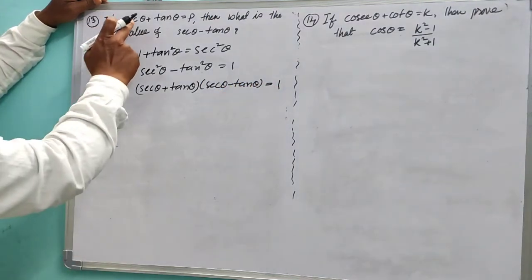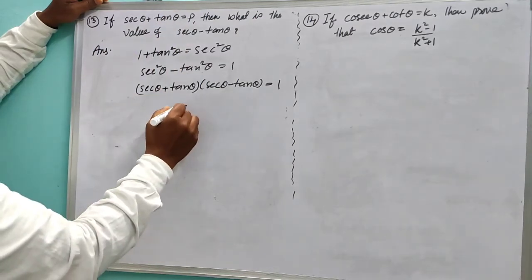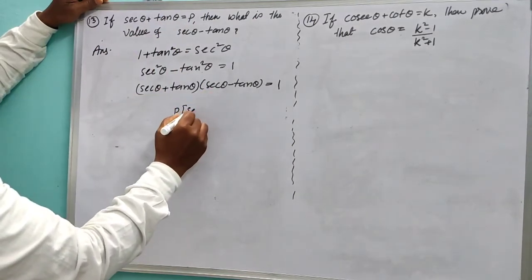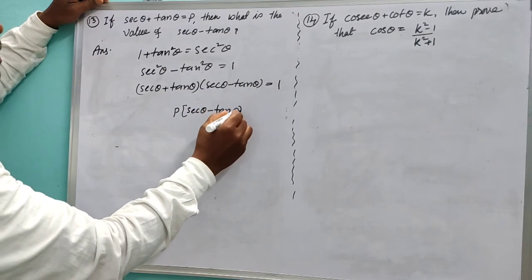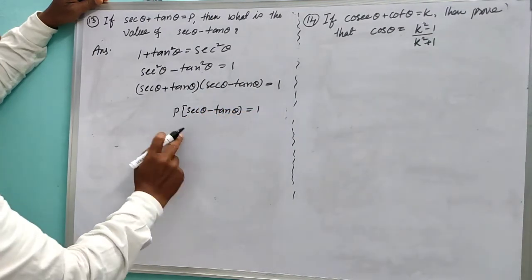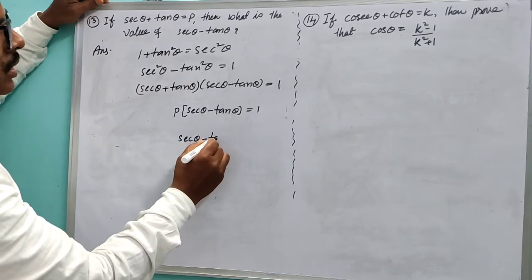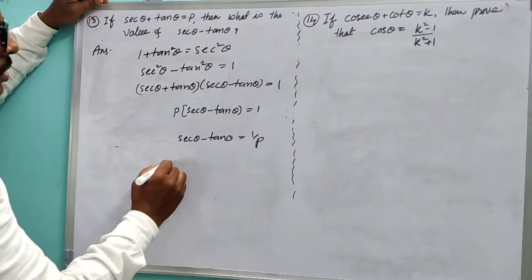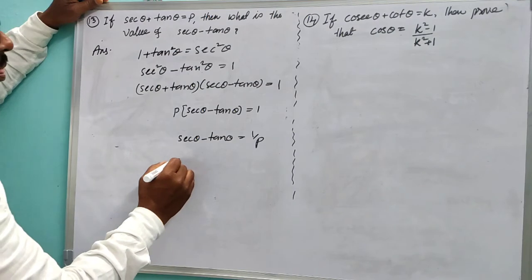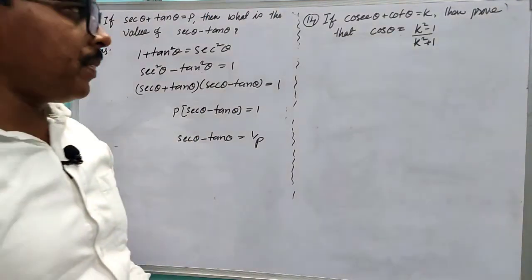Now as given, sec theta plus tan theta is equal to p. So in place of this we can put p. Now sec theta minus tan theta is equal to 1. Now transpose this p to that side. Sec theta minus tan theta is equal to 1 by p. So this is what we have to show. So sec theta minus tan theta is equal to 1 by p.